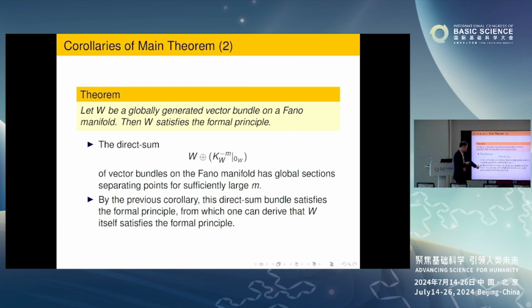So the direct sum vector bundle satisfies the formal principle, and then you can deduce the formal principle for W from this direct sum vector bundle.